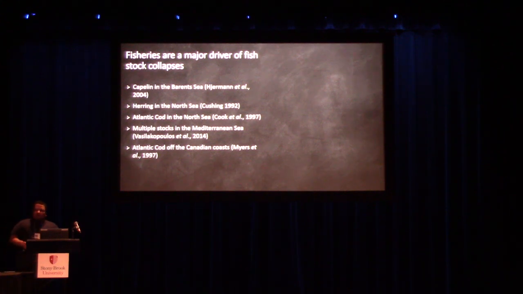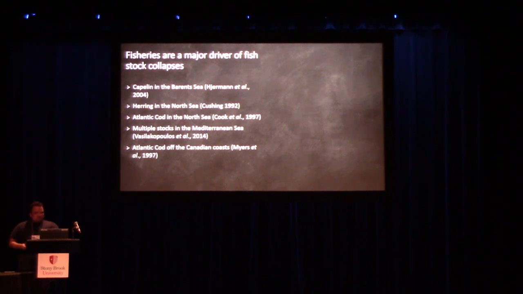Fisheries are a major driver of stock collapses in the world, and here I have five examples. Capelin in the Barents Sea in the 80s and 90s was triggered by overfishing. Herring in the North Sea collapsed due to overfishing. Atlantic cod in the North Sea also collapsed due to fisheries. We have multiple examples of fish stocks that collapsed in the Mediterranean Sea. And finally, closer to our area, the Atlantic cod off the Canadian coast also collapsed due to overfishing.